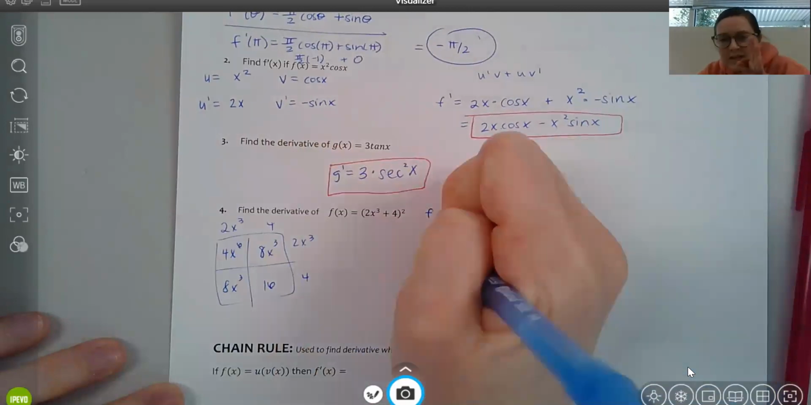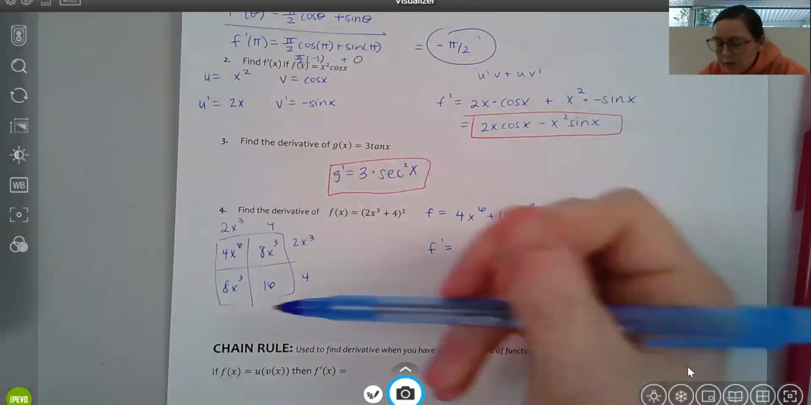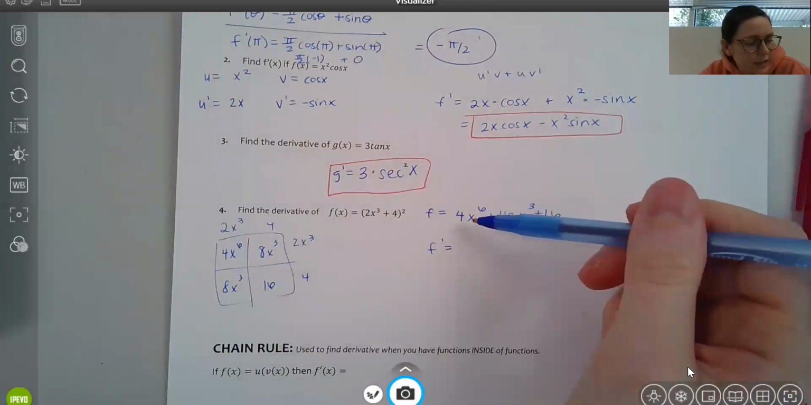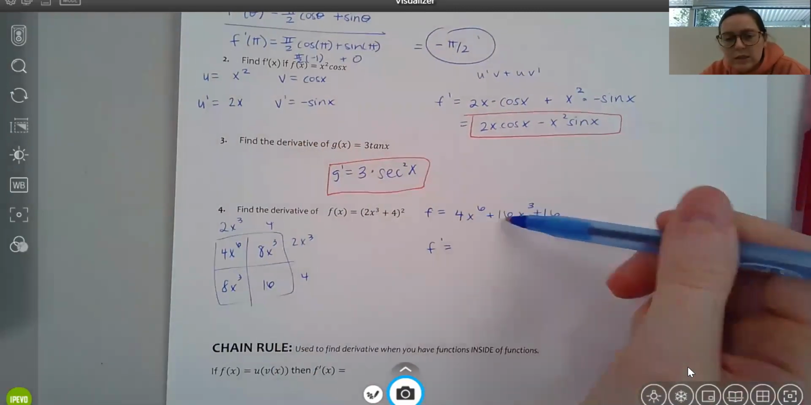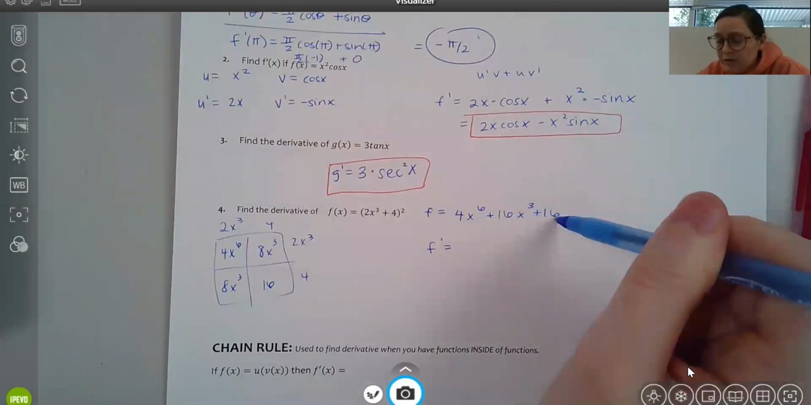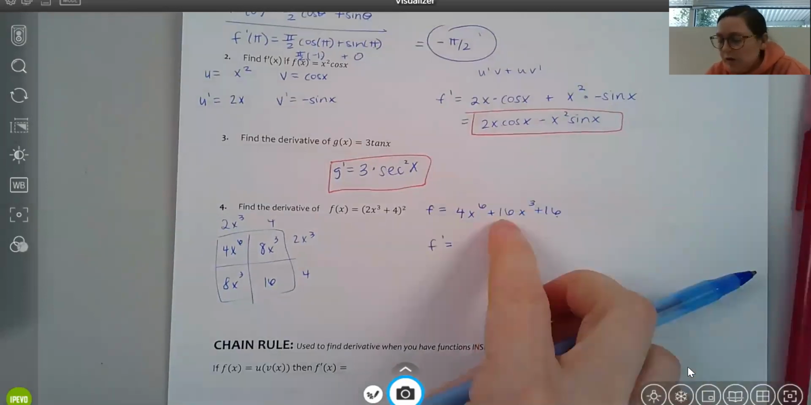Once you've used either box method or FOIL or whatever way works for you, we should be getting 4x to the 6 plus 16x cubed plus 16. So I haven't taken the derivative, right? I've just expanded this. Now we can take the derivative.